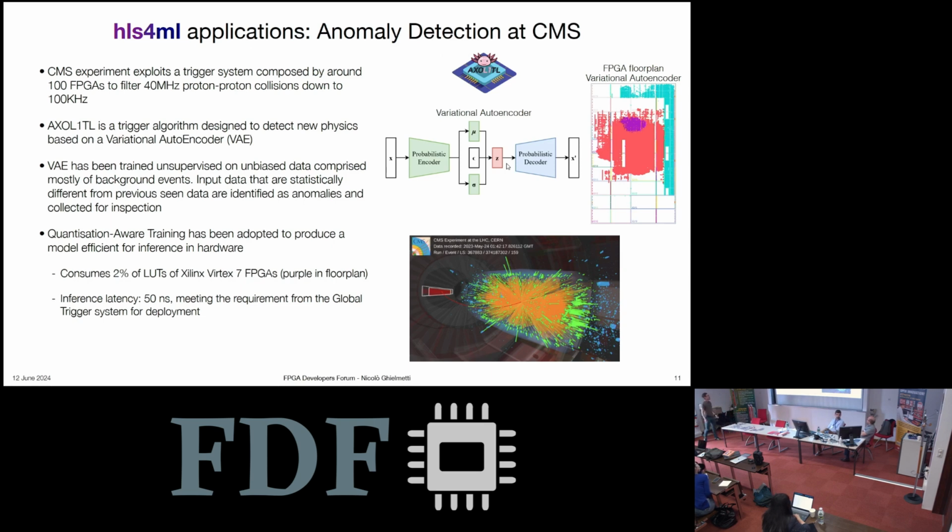So HLS4ML has been applied at CMS for anomaly detection at the L1 trigger. It is based on a variational autoencoder trained on unbiased data. And it has been trained by using quantization-aware training, and it consumes very, very few resources, as you can see from the right floor plan, it's the purple part. And also the inference latency is very, very low, satisfying the requirement of the global trigger.